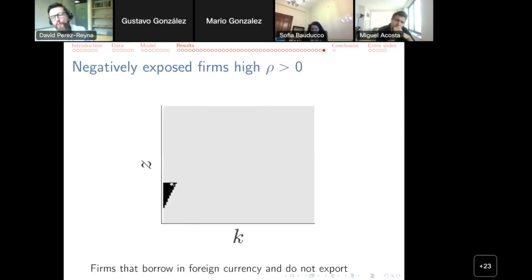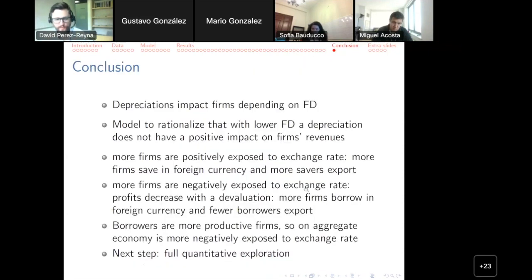And then we're going to see, with a positive ROE, firms that are negatively exposed to the exchange rate. So these are the firms that are borrowing abroad and not exporting. So in net, what we're going to see is, with less financial development, more firms that are positively exposed, more firms that are negatively exposed, but the firms that are negatively exposed are the firms that are more productive. So net, the economy is more negatively exposed to the exchange rate.